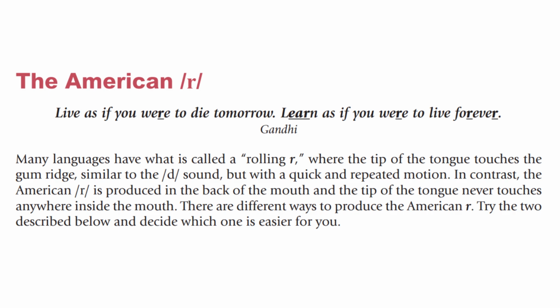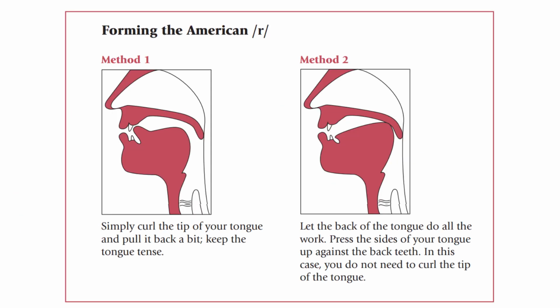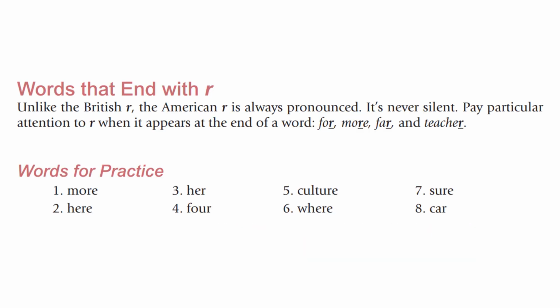There are several ways to produce the American R. Try both of them and decide which one is easier for you to create. Method 1. Simply curl the tip of your tongue and pull it back a bit and keep the tongue tense. Method 2. Let the back of the tongue do all the work. Press the sides of your tongue up against the back teeth. In this case, you do not need to curl the tip of your tongue. It should sound like this: red, March, here, for. Unlike the British R, the American R is always pronounced.